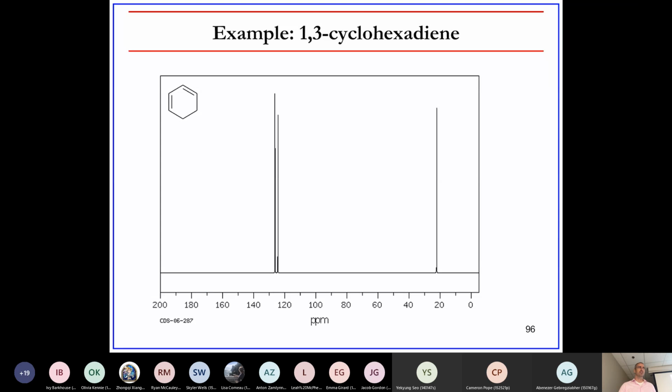Or can you find any? Yeah, there's one. And that plane of symmetry goes down that way. So the left-hand side and the right-hand side are mirror images of each other. You have A and A, B and B, C and C. A and B are both sp2, and so you see those two up there. C is sp3. It's down there around 20 ppm. Good so far? Easy peasy? Great.